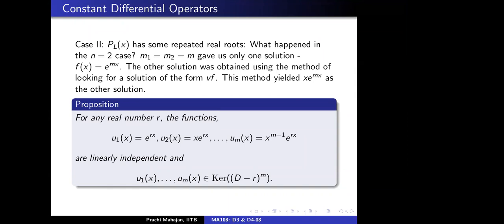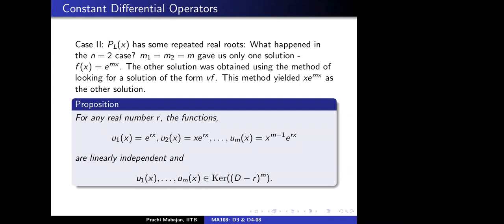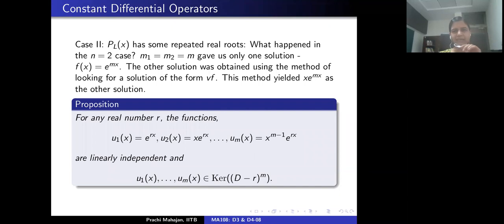Ma'am, just to confirm, here all the roots are repeated, not just some roots? Yes. I am looking at L equal to (D minus r) to the power m as far as this proposition is concerned. We'll discuss the case where some roots are repeated and some are not a little later, once we are done with this proposition. As far as this proposition is concerned, all of them are repeated roots, so there's only one root with multiplicity. Yes, that would be a better way of saying it.